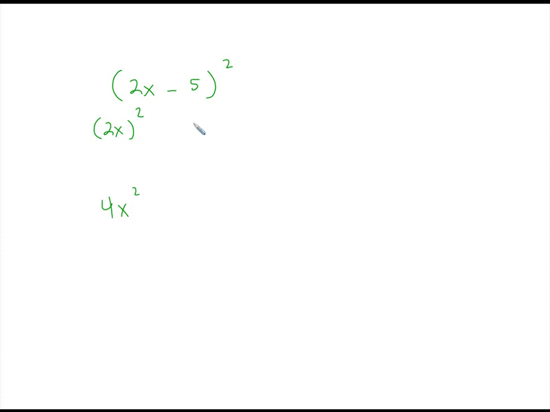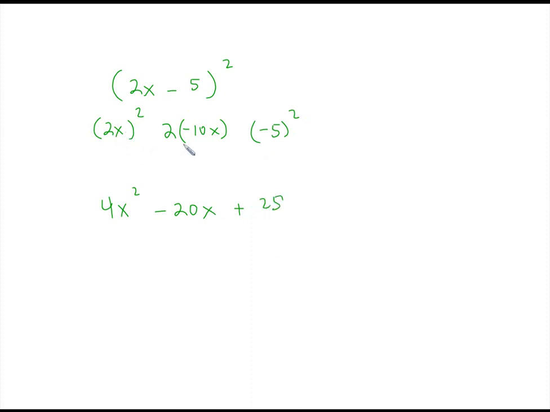To get the middle part of my answer, I'm going to multiply these two. So what's 2x times negative 5? That's negative 10x. And then I'm going to multiply this by 2. So that gives me negative 20x. To get the last part of my answer, I just take the negative 5 and I square it. Remember, anytime you square something, your answer is always positive. So we're going to get a positive 25.